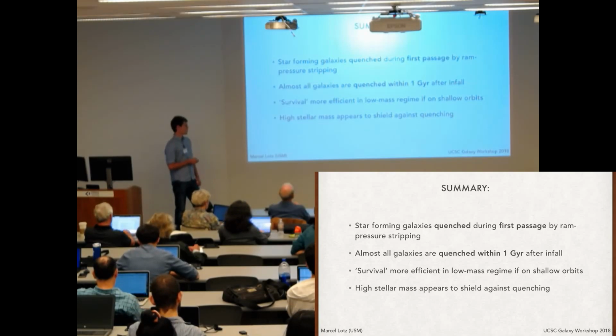And if you want to survive in the low mass regime, you need shallow orbits. But if you want to survive in the high stellar mass regime, you just need significant high stellar mass to shield you against the quenching. And those are my 4 main points of this talk.